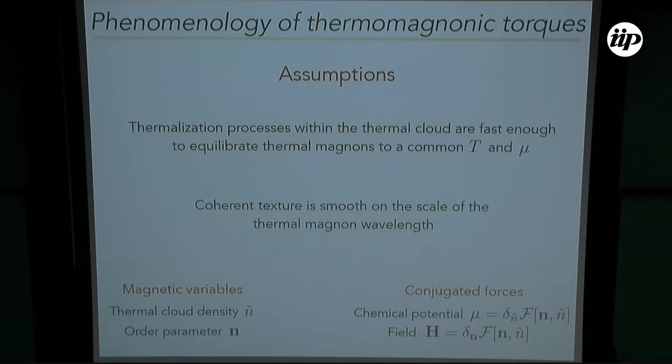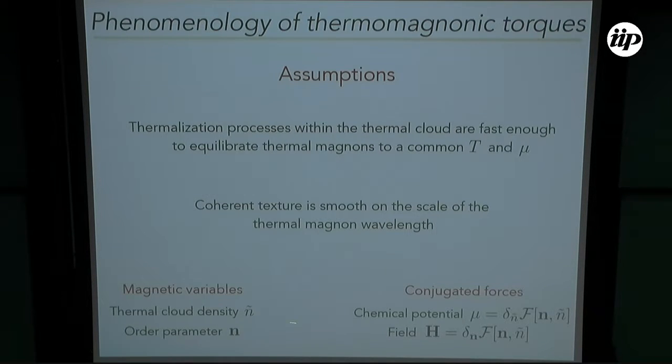phenomenologically, and then later on we will also substantiate our observation with some microscopic theory that we derived before. But we start phenomenologically by making a few prior assumptions. First, and this has been already discussed quite a lot by Garrett, we assume that the thermalization processes within the thermal cloud are fast enough to equilibrate the thermal magnons to a common temperature and chemical potential. So we can describe the thermal magnons with a well-defined Bose-Einstein distribution. And also we assume that the coherent spin texture is smooth on the scale of the thermal magnon wavelength.